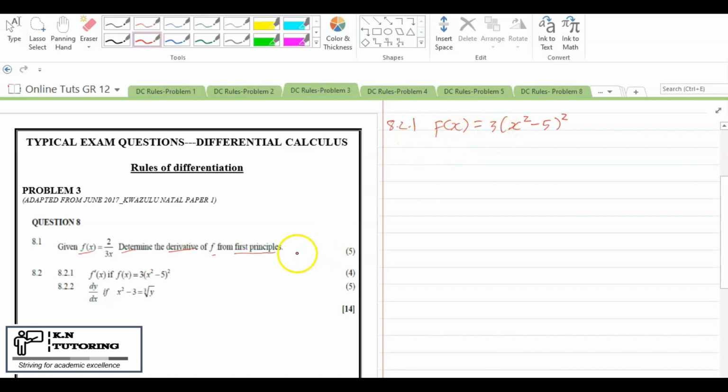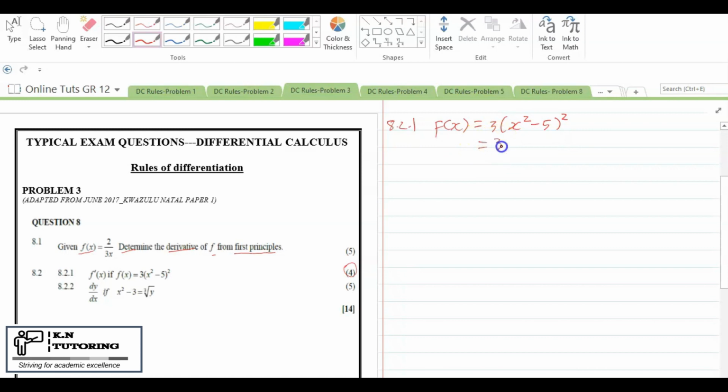Now, if you look at the mark allocation, it's 4 marks. So it shows that we can't just go straight into finding the derivative. We have to do a couple of simplifications first. And as I already said, at this level, you can't differentiate when you have brackets. So we have to get rid of these brackets first. Okay, so I'm going to start by simplifying.